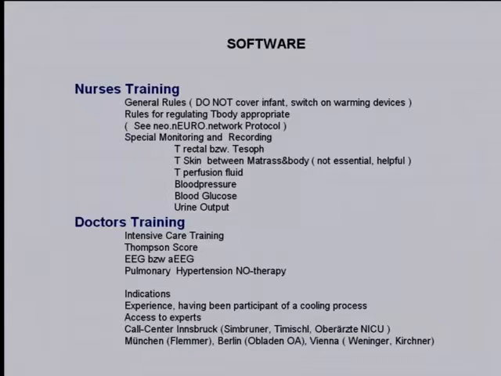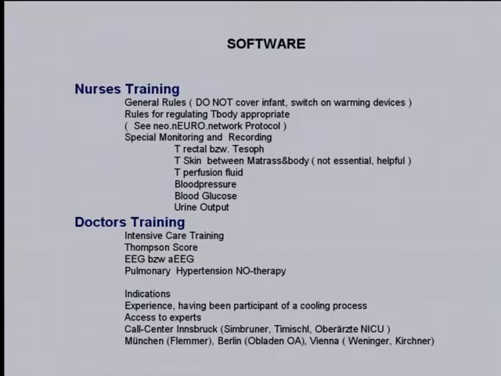You would record rectal or esophageal temperature every hour. You would measure the skin temperature between the mattress and the body. It's not absolutely necessary, but helpful to see the dynamic changes earlier. You would document the perfusion fluid temperature, the blood pressure, glucose, and urine output.